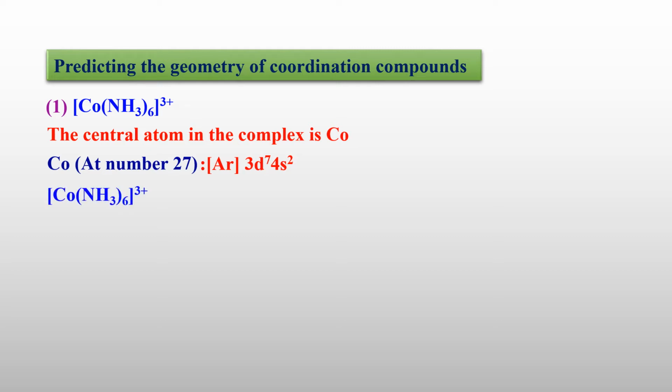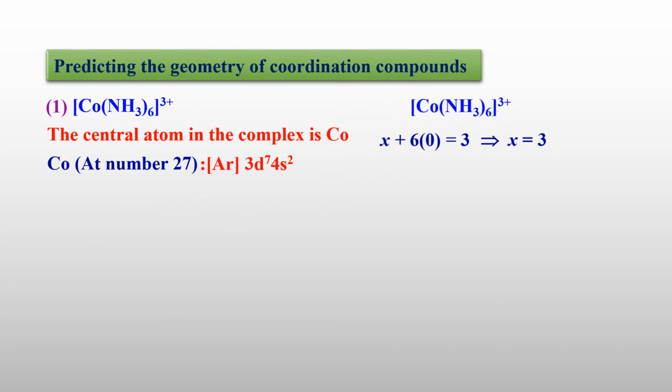Now we have to calculate the oxidation state of the central atom. Cobalt, I will take as x. Ammonia has 6 ligands, and the charge of ammonia is 0. So x plus 6 into 0 is equal to +3, which is the charge on the complex. If you calculate this, you get x equal to 3. So it is cobalt plus 3.